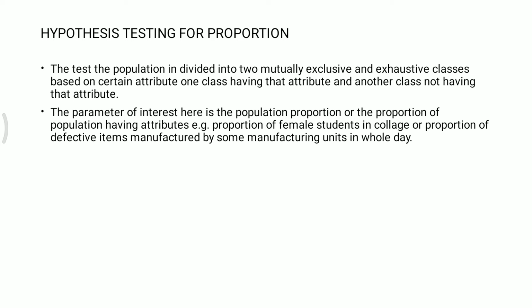Hypothesis testing for proportions. Here, the population is divided into two mutually exclusive and exhaustive classes, which are based on an attribute. One class has that attribute and the other class does not have the attribute. The parameter of interest here is a population proportion, or the proportion of a population having the attribute. For example, the proportion of female students in a college, or the proportion of defective items manufactured by some manufacturing unit in a whole day.